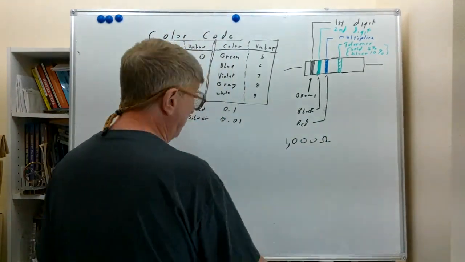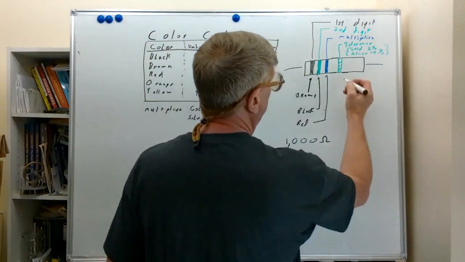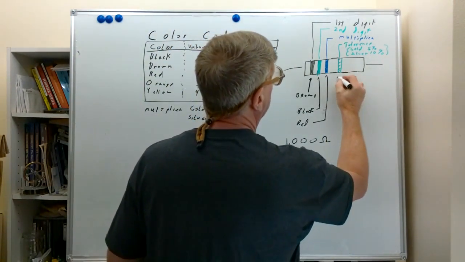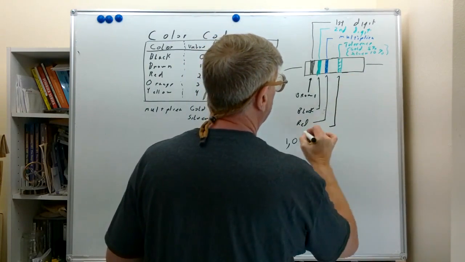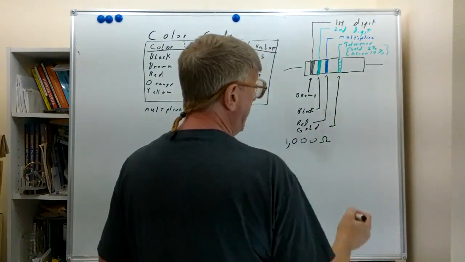Same 1,000 ohm resistor. If we have a gold stripe for the fourth stripe, that means it's a 5% resistor.